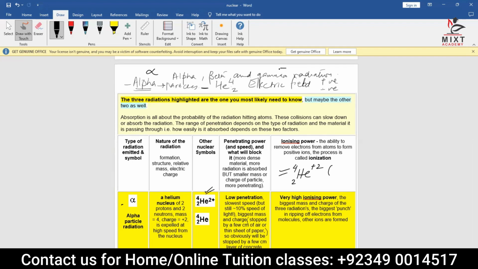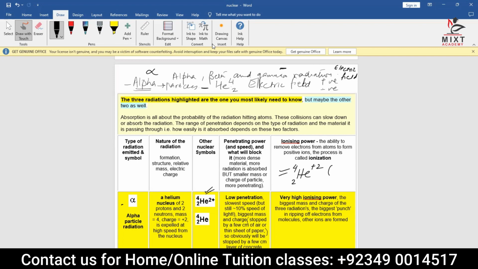Next point. Now you tell me, what do you expect when these particles are exposed to an electric field, which way will these radiations turn? Will they go toward the positive electrode or towards the negative electrode? My question is that these are positively charged particles. When you leave them in an electric field, you will have two electrodes, a positive electrode and a negative electrode. Which electrode will they turn towards, positive or negative?